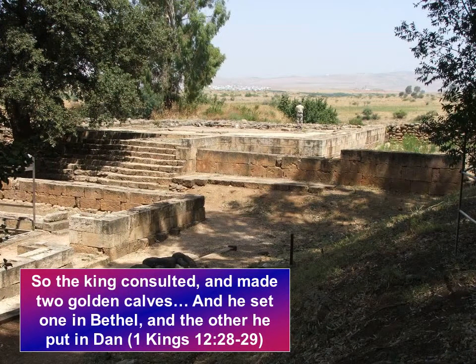It was here that in times past, King Jeroboam, after the division of the kingdom of Israel into north and south, had consulted and made two golden calves, and he had set one in Bethel and the other he put in Dan. We still have the ruins here of the temple. It was a temple to the Lord, but it was done in a wrong way, using idols for worship, and this was located up here in Dan.